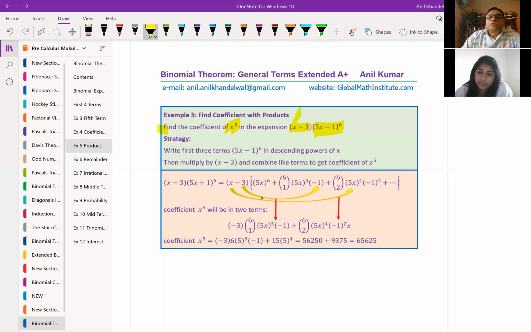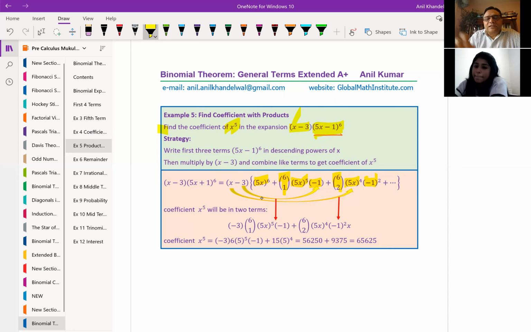So we should start with a series in descending order, right? We started with 5x as the first term, so we have a series in descending order of powers of x. The first term will be 5x to the power of 6. We are just expanding the binomial portion to the power of 6. When you expand this, you get 5x to the power of 6, 6c1, 5x to the power of 5, the other term is minus 1, and then 6c2, 5x to the power of 4, minus 1 whole square.